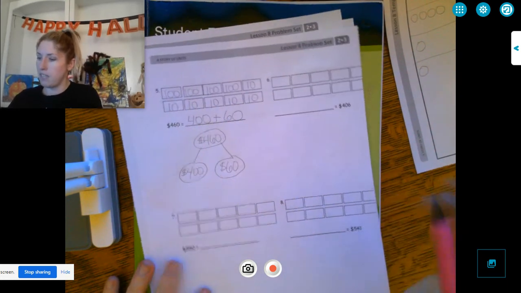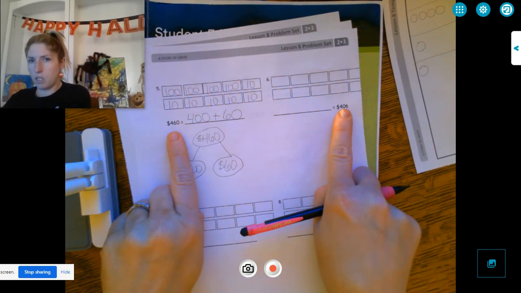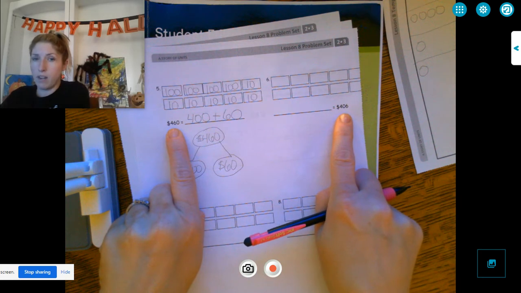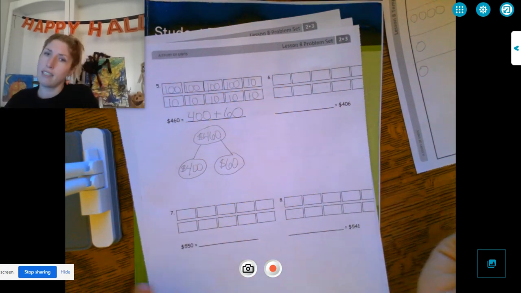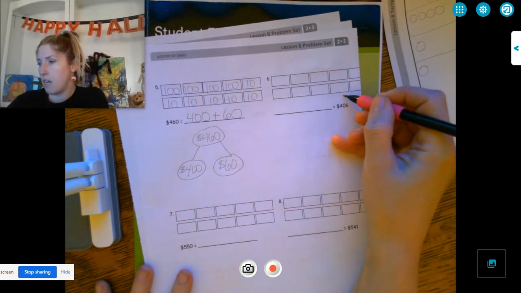Okay, next one, they did that thing again where it's the same numbers, they're just in a different order, which makes a really different number. So 406. So that tells us how many $100 bills we need.